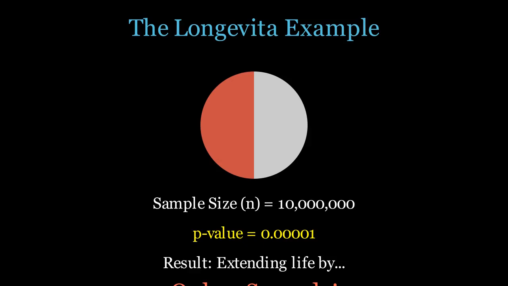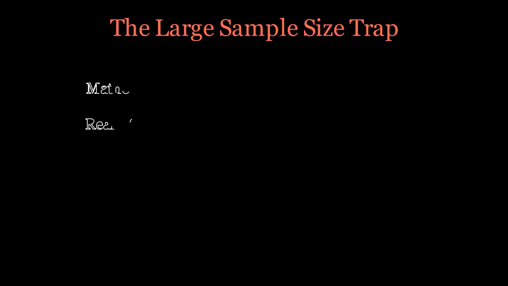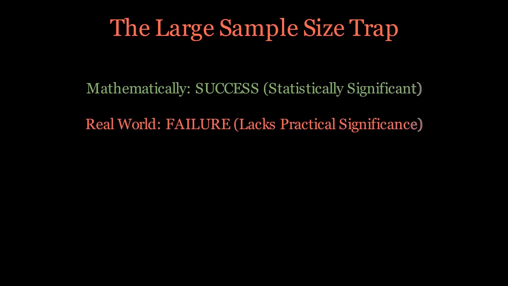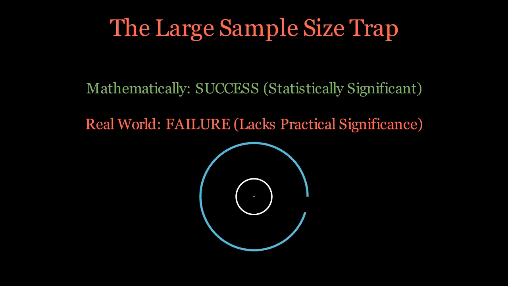But there is a catch. The data reveals that Longevita extends human life by an average of only 3 seconds. In this scenario, the drug is statistically significant because the massive sample size allowed us to detect even the tiniest effect. However, it lacks practical significance. Spending billions of dollars to distribute a pill that gives you 3 extra seconds of life is, by any standard, a failure of practical application. This is the large sample size trap.